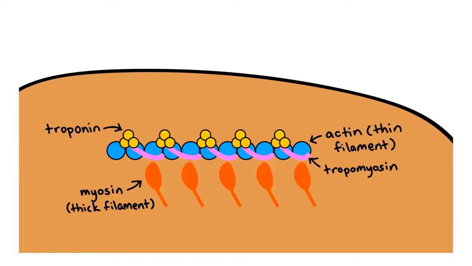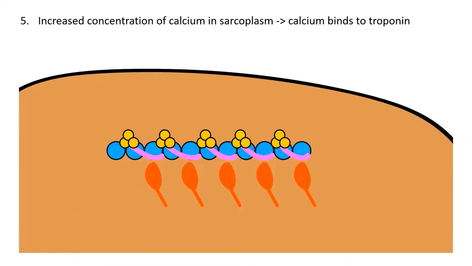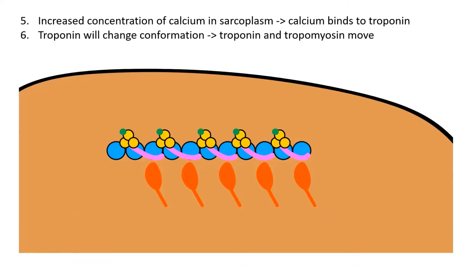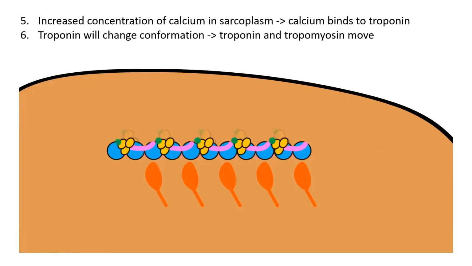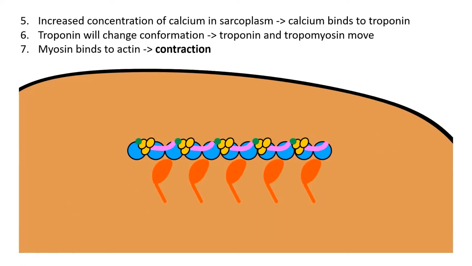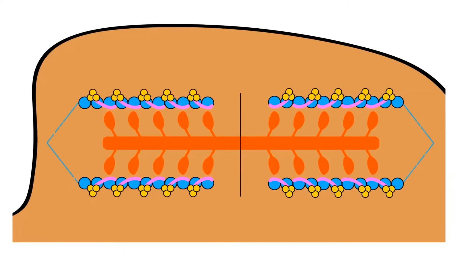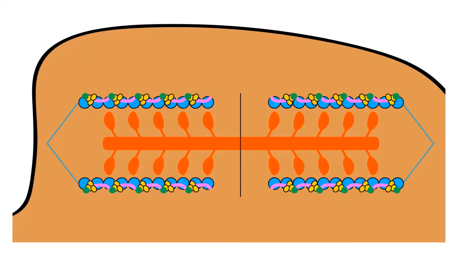When the concentration of calcium in the sarcoplasm increases, the calcium will bind to the troponin. This causes the troponin to change its conformation, and that will actually move tropomyosin out of the way. This allows myosin to bind to actin, and as soon as that happens, contraction will occur. Zooming out a bit, let's review how these steps lead to contraction. Calcium binds to troponin, and this moves tropomyosin out of the way of myosin. Now myosin can bind to the actin. This immediately leads to contraction of the sarcomere.